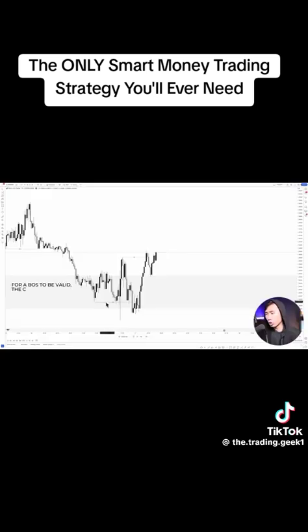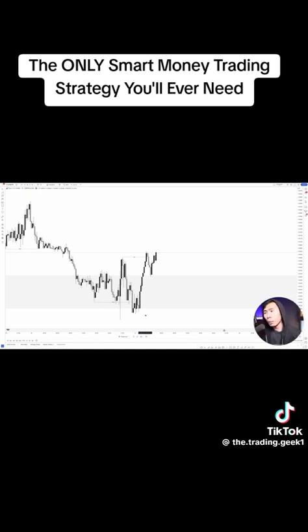Remember, for a break of structure to be valid, the candlestick must close below the last low, right? So that is why in this case, right here, when price came down here, broke past this last low, it did not close below it, right? It's just a candlestick wick break, so it does not count as a valid break of structure. So later on, price actually did close below the last low, so this is the last valid break of structure.